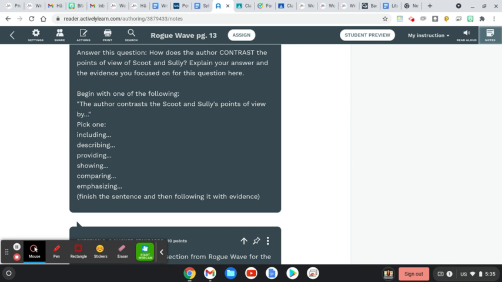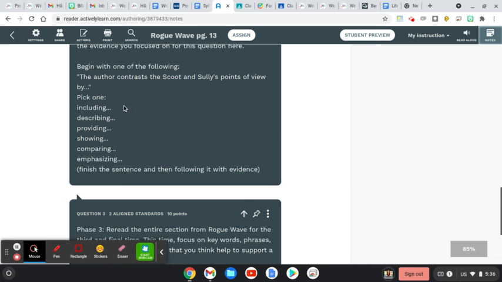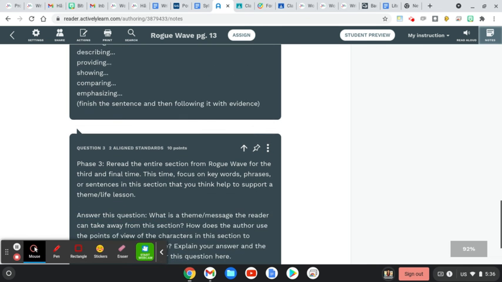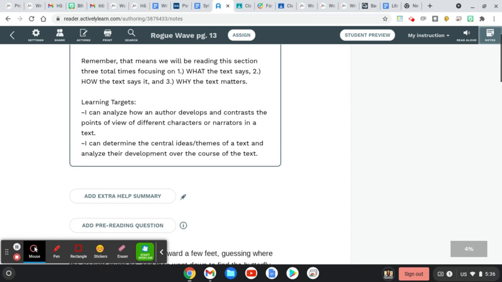Because this question has two parts. You have to address what the point of view or perspective is, but you also have to address how it's communicated. That's why we're going to use this sentence starter, finish that sentence off, and finish off the explanation with evidence and explanation. In phase 3, we're going to look at why the text matters.